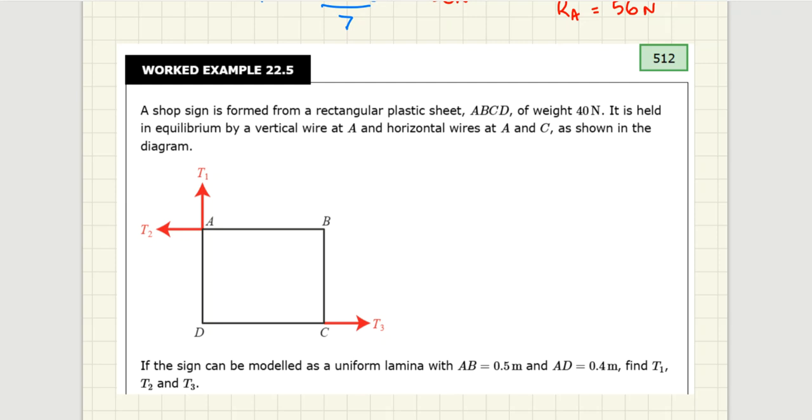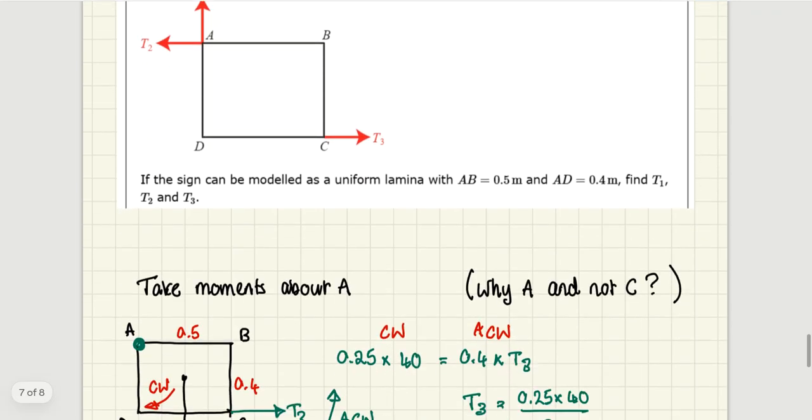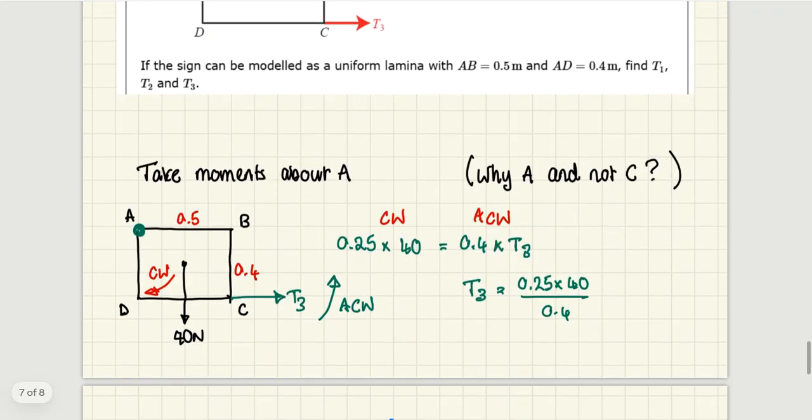Right. So we've got to find those tensions, the forces. So how do we go about doing that? Take moments about A. Okay. So I've got my clockwise moment is 0.25 times 40.